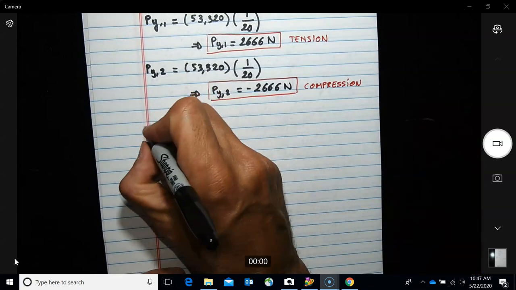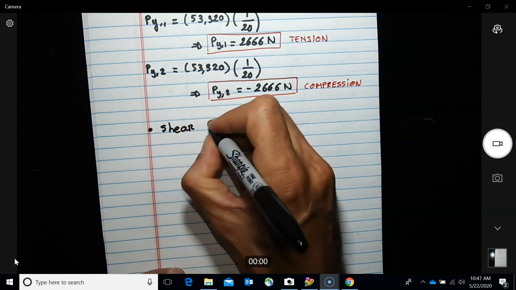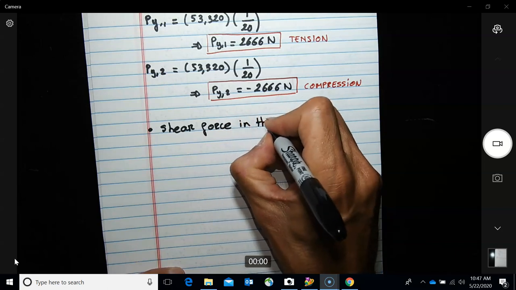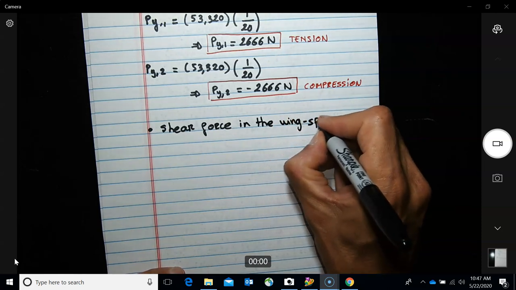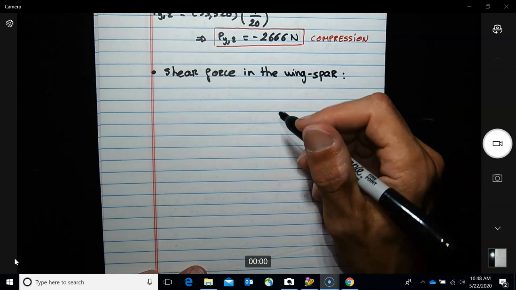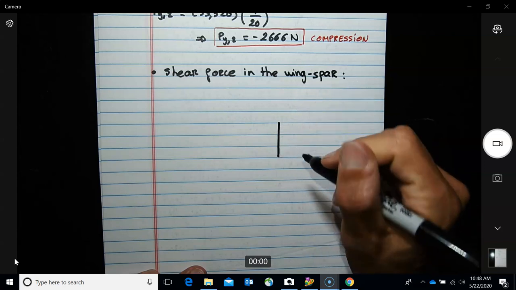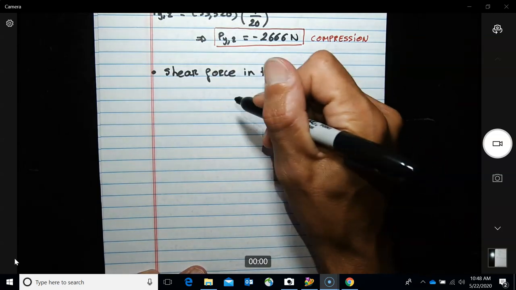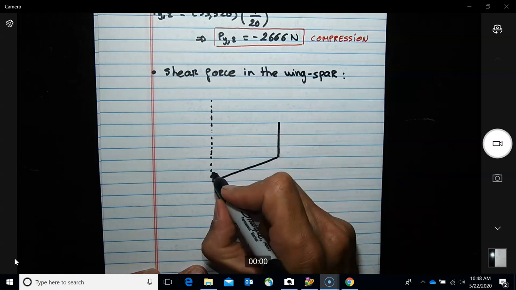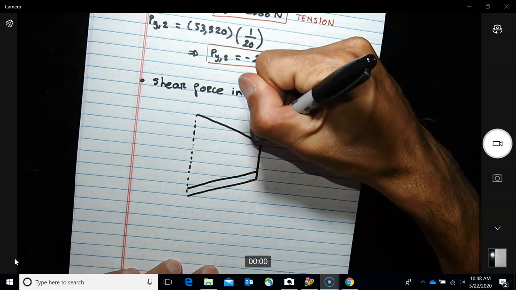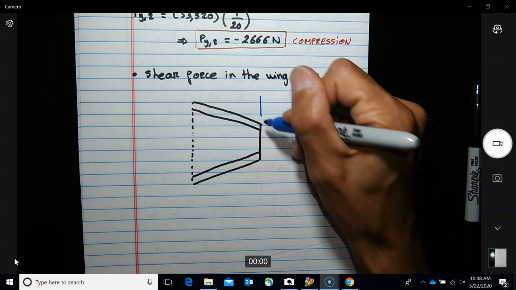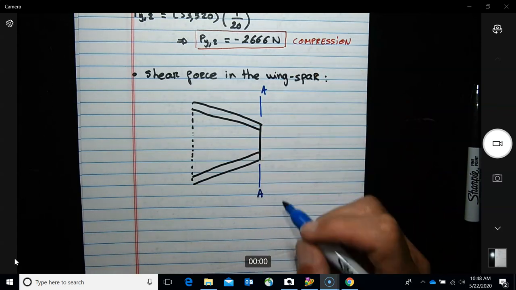All right, so the next thing to do is to find the shear force in the wing spar section. Okay, so that's where we need to do the figure. So let's say this is at the section of the cut, AA, all right?